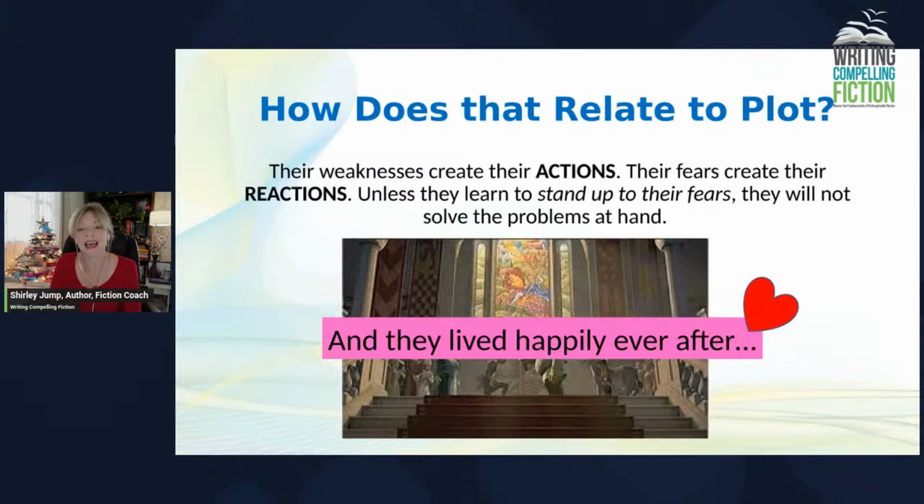And so how does that translate into your plot? Their weaknesses create their actions. They retreat to their comfort zone. They retreat to what they know. That creates their actions. And their fears create their reactions.